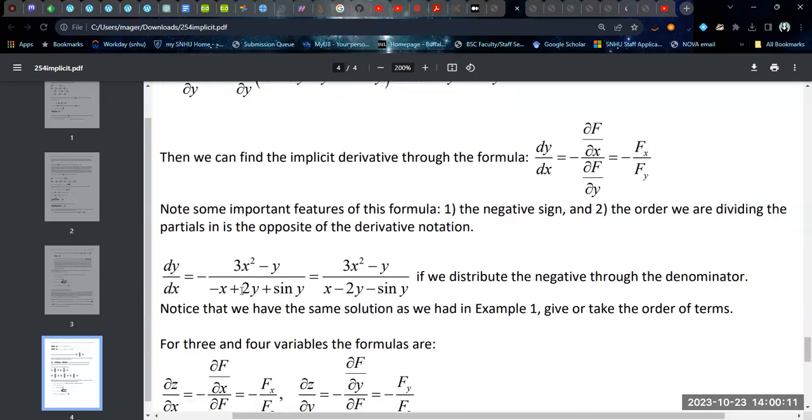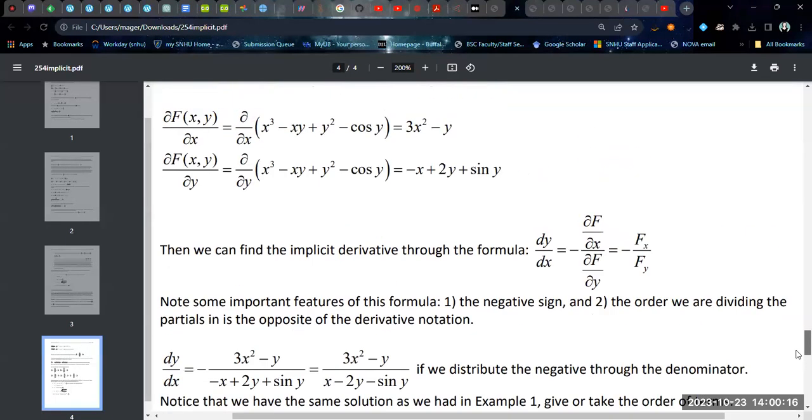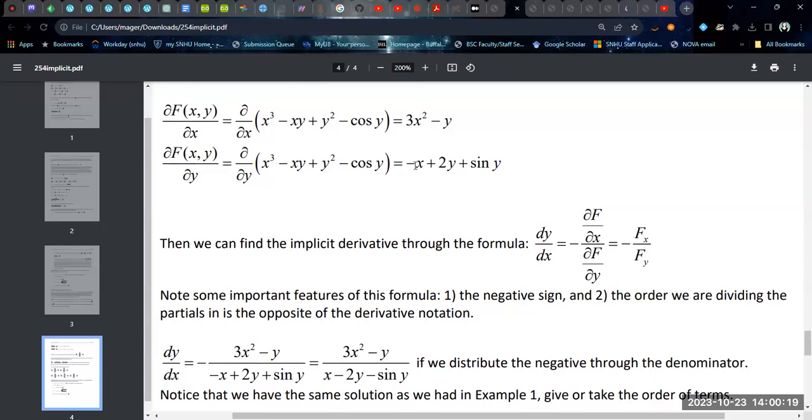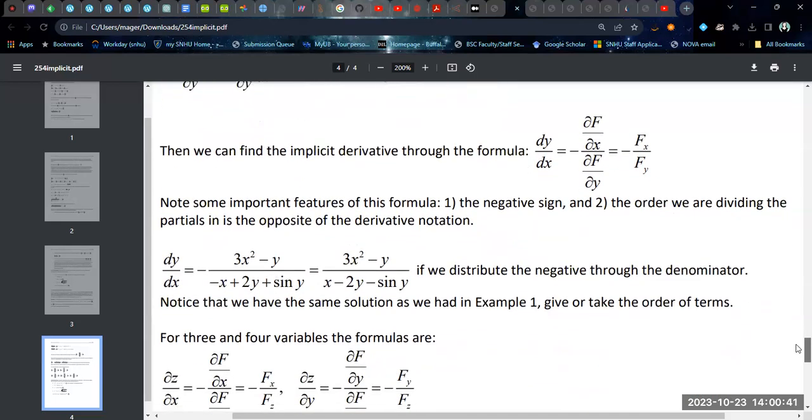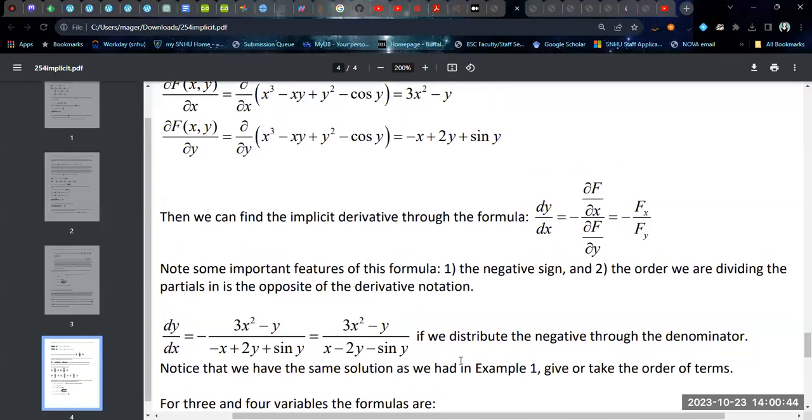And you actually can see that you get the exact same answer, dy over dx. We had 3x squared minus y, that's right here. And we also have negative x plus 2y plus sine y. And again, you can kind of rearrange these. If you put the minus sign through, for instance, you get this. If you rearrange the terms, you will get exactly the same expression that we had in our previous example. Again, the only difference here is that the terms are in a slightly different order.